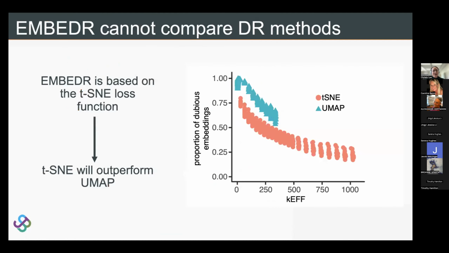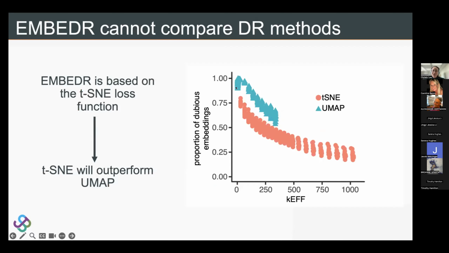So some consequences of being based off the t-SNE loss function. First is that as we increase perplexity, the number of dubious embeddings goes down. And so this always happens. This is known to happen with t-SNE, which is why you can't optimize t-SNE perplexity using the KL divergence, because increasing perplexity will get you a smaller KL divergence. We also have that t-SNE and UMAP can't be compared, because actually Embedder is optimizing the same thing as t-SNE, and so t-SNE will always get a smaller score than UMAP.